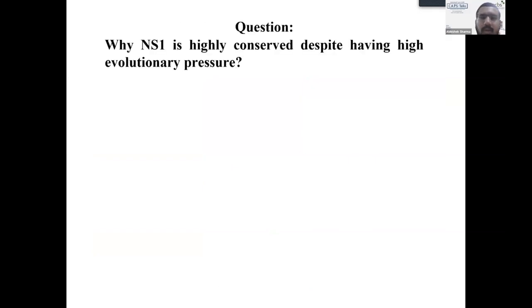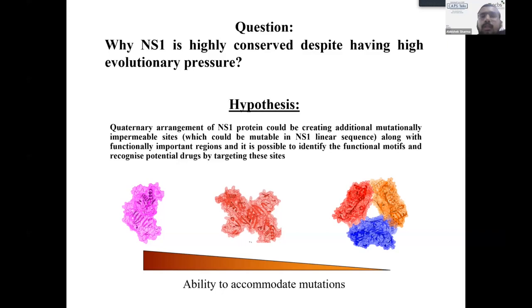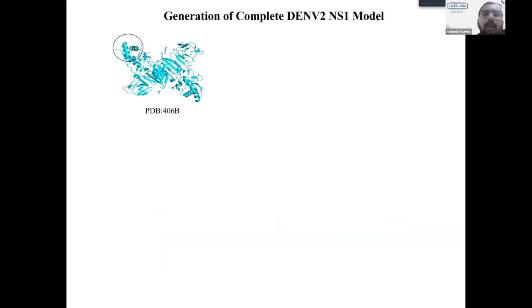Now, the question arises, if it has so much evolutionary pressure, then why is NS1 still highly conserved in nature? For this, we have emphasized that this quaternary arrangement from monomer to dimer to hexamer creates such sites, which on the NS1 linear sequence might accommodate mutations, but in these structures, they are restricting its ability to accommodate such kind of mutations. So for this, firstly, we completed the solved structure of the dengue NS1 model.